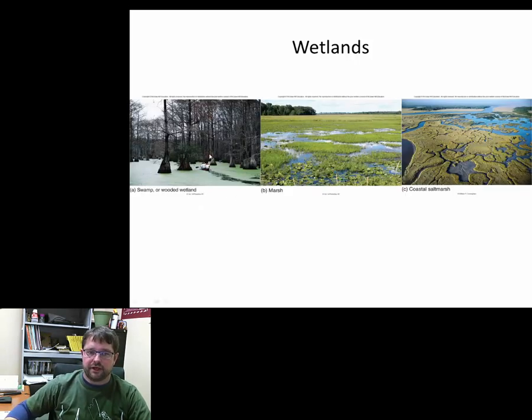But swamps, again, they have trees, like cypress trees and things like that. Marshes, no trees. And then coastal salt marshes are going to have some influx of salt water or oceanic water to make them have a certain salinity. At least some portion of the year, they're going to have higher salinity levels in those regions.